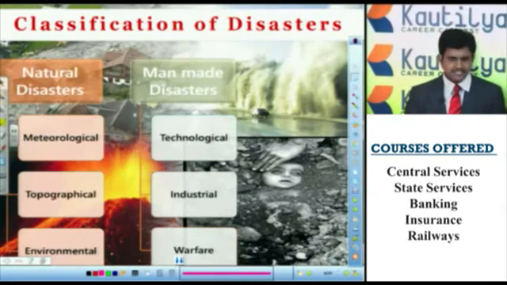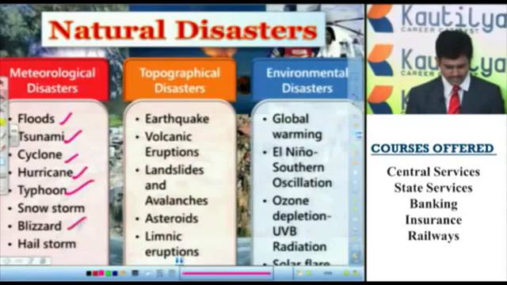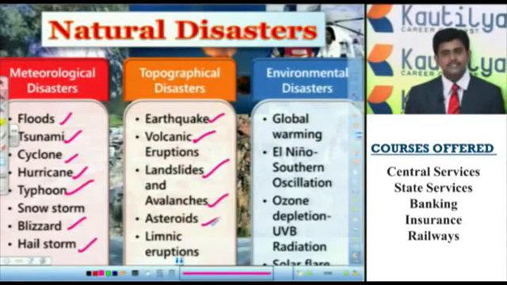Let's see that. Natural disasters are categorized into three types: meteorological, topographical, and environmental. Meteorological disasters are related to climate: floods, tsunamis, cyclones, hurricanes, typhoons, blizzards, and hailstorms. Topographical disasters are earthquakes, volcanic eruptions, landslides, avalanches, and asteroid impacts. Environmental disasters are global warming, ozone depletion, and solar flares. These all come under the category of natural disasters. Natural disasters may be slow in manner or rapid in nature.